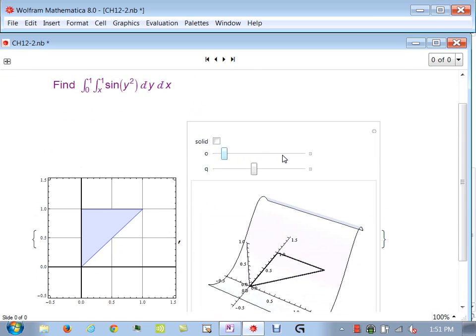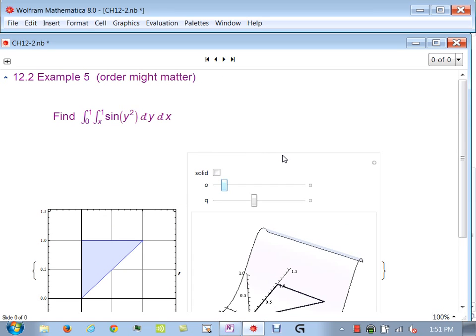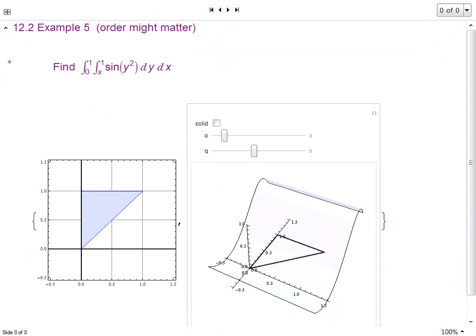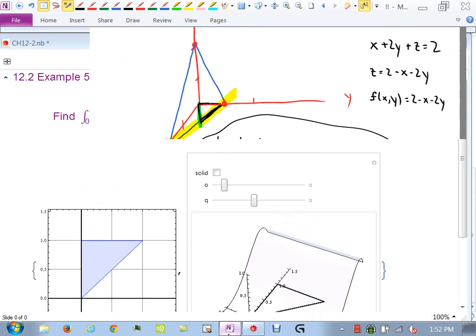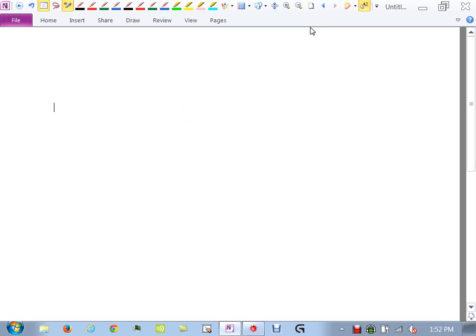Ooh, this is a great problem right here. So you have this in your notes. So I'm just going to go straight to me doing this. We are trying to find the integral from 0 to 1, integral x to 1 of sine y squared dy dx.